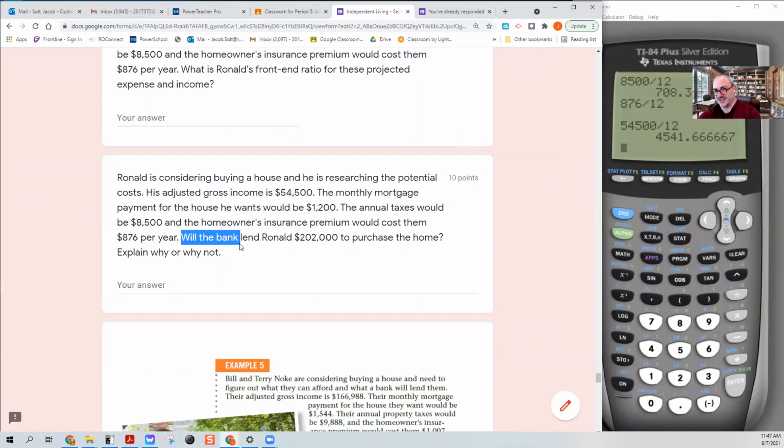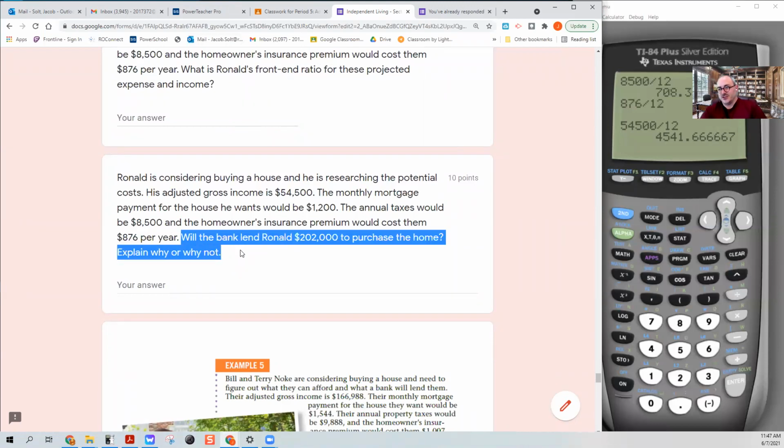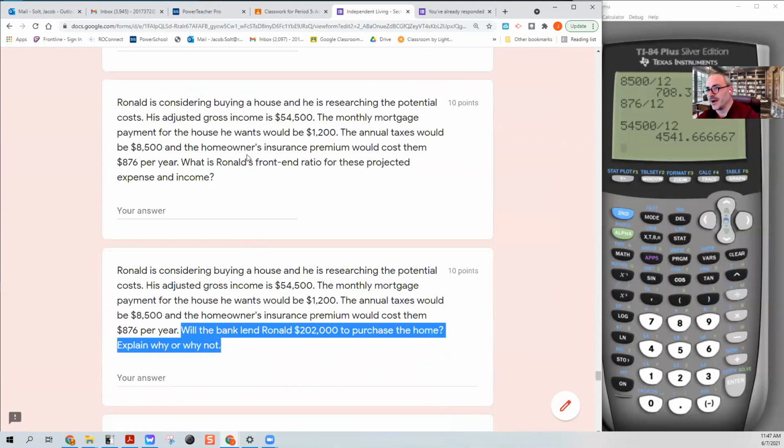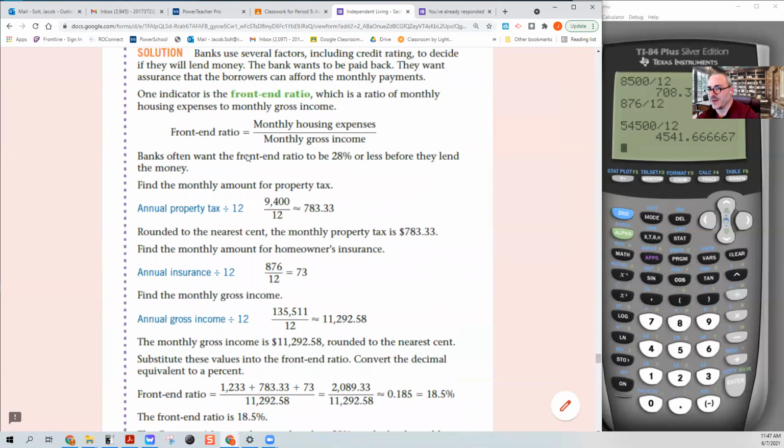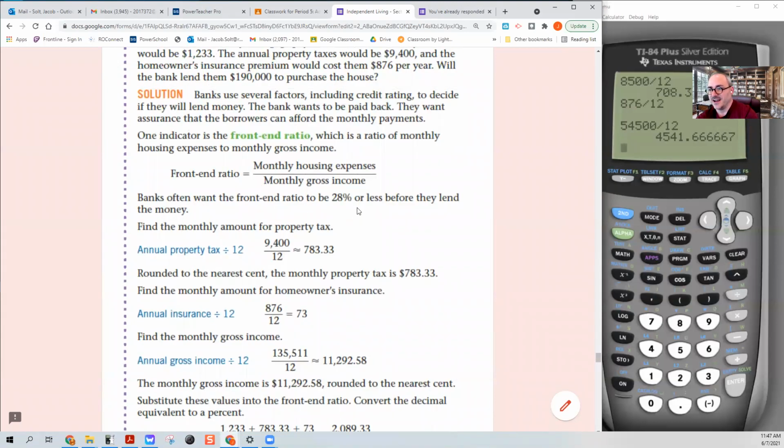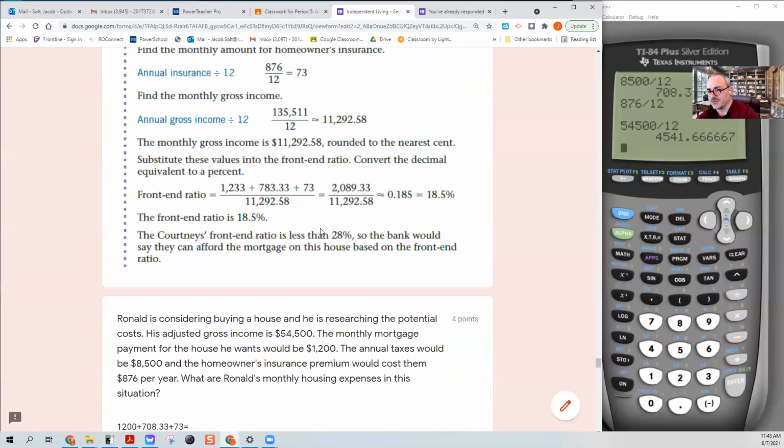And then the last question is, will the bank lend Ronald $202,000 to purchase the home? Explain why or why not. Will the bank lend Ronald $202,000 to purchase his home? Why or why not? Just go back to this problem. Remember, banks want to see a front-end ratio of 28% or less, right? And then you'll explain why the bank would deny or approve Ronald for his loan. That's example 4. That's what we're doing today.